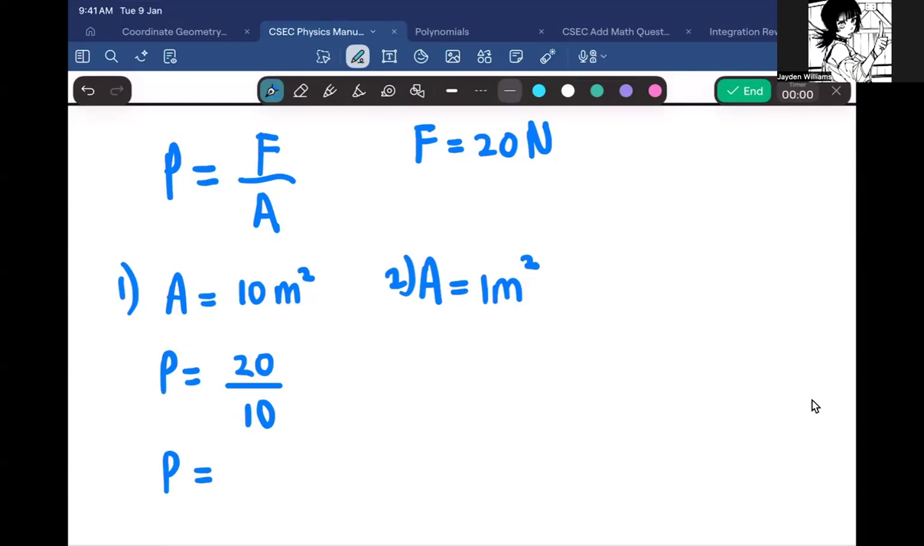Wait, so you call me or you call Jada? I'll just say, Mr. Williams, 20 over 10, that's 2, right? So that'll be 2 pascals, right? The unit of pressure is pascals, Pa.